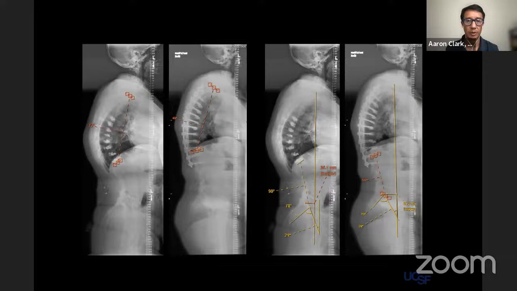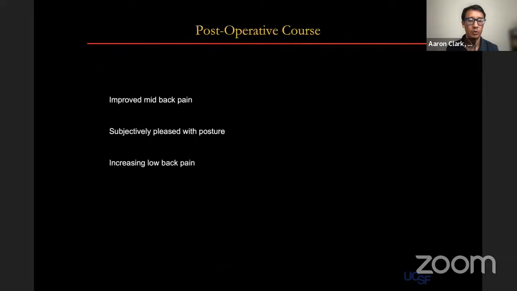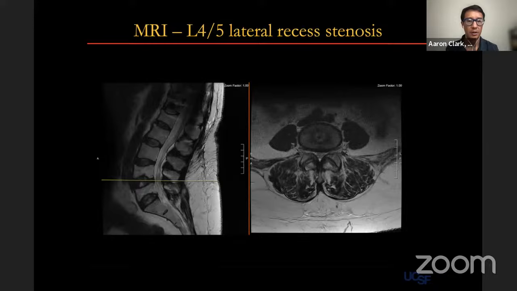But you'll see follow up on the next slide, which was she felt in the short term had improved mid back pain. She was happy with her posture and noted some gradually increasing low back pain that I was following at the time. Next slide. But 2 years later, she did develop new right greater than left leg pain, which prompted me to obtain a new MRI and showed development of lateral recess stenosis at L4-5. Initially, I tried to treat this conservatively with injections and physical therapy, ultimately went on to surgery.